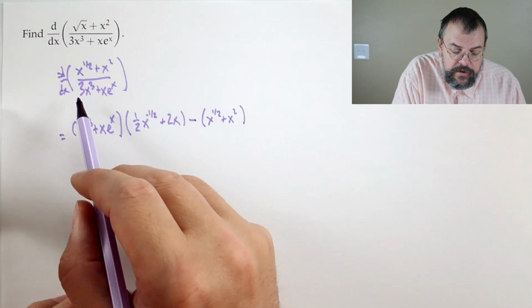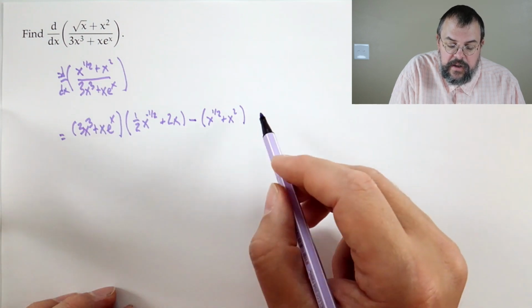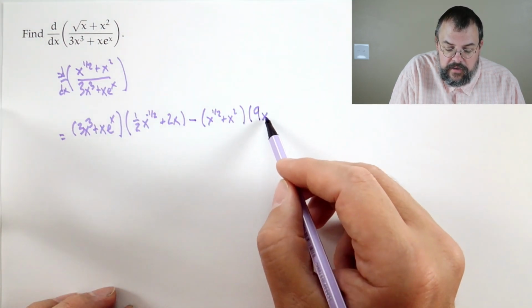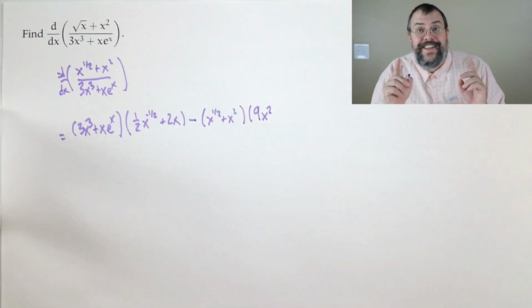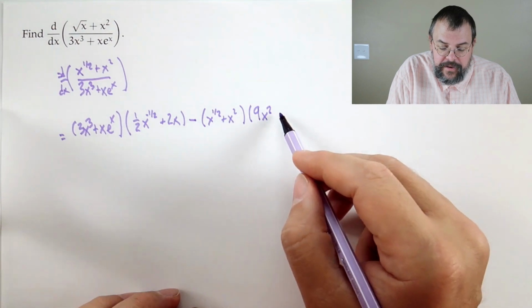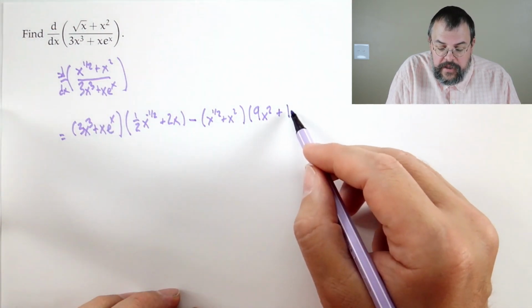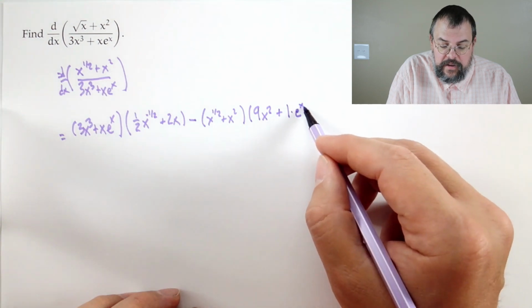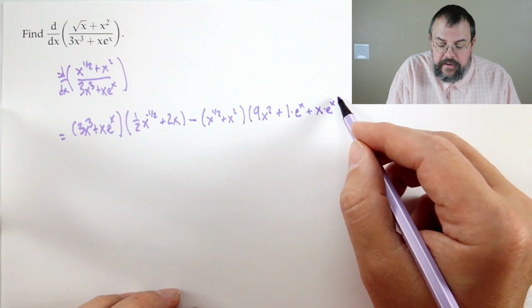Go term by term. Derivative of 3x cubed, well, the 3 times 3x squared. So that'll be 9x squared. Derivative of x e to the x. Okay, product rule. So derivative of x is 1 times e to the x plus x times the derivative of e to the x, which is e to the x.